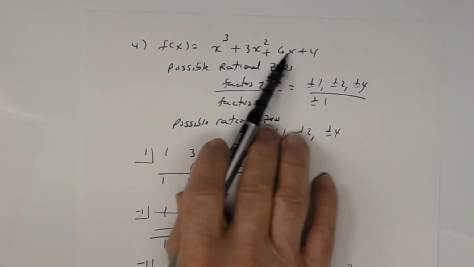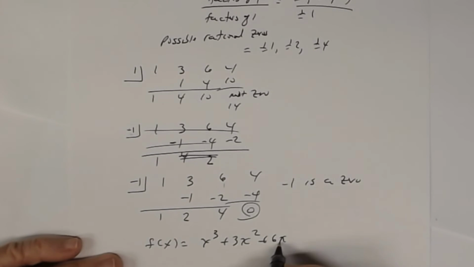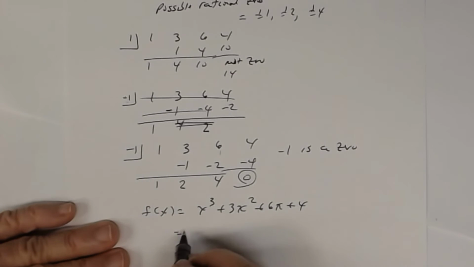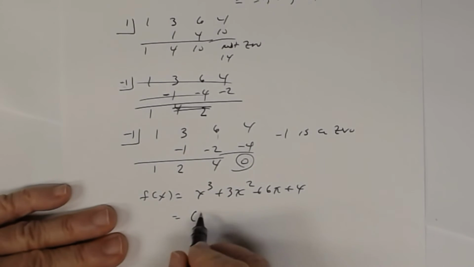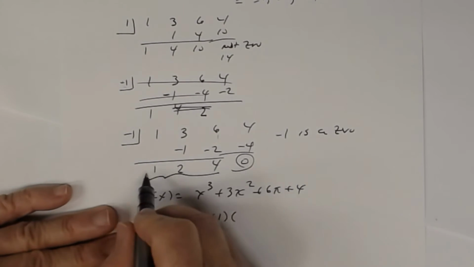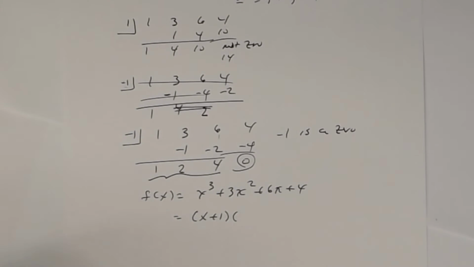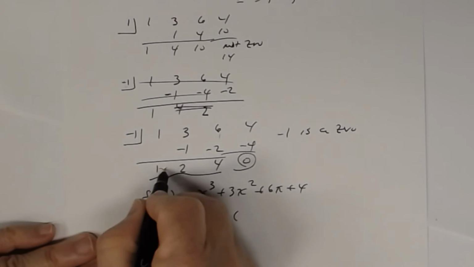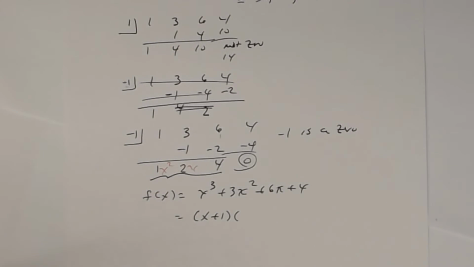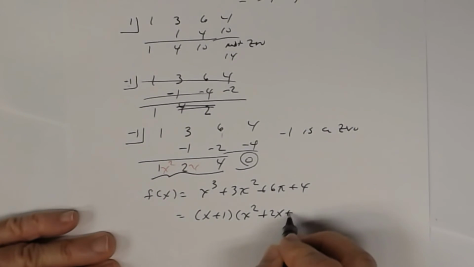So that means I can factor this. I'm going to rewrite this over: x cubed plus 3x squared plus 6x plus 4. Since negative 1 is a zero, a factor is x plus 1. And the quadratic will be the quotient. These are the coefficients of your quadratic part: this is x squared, this is x, and that's your constant. So when I rewrite this, it's x squared plus 2x plus 4.